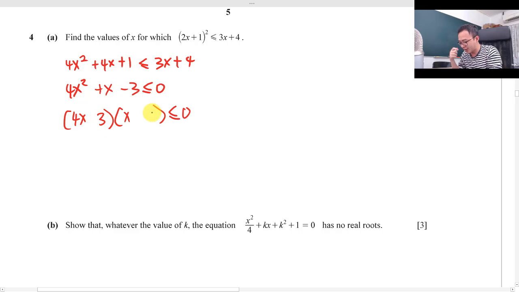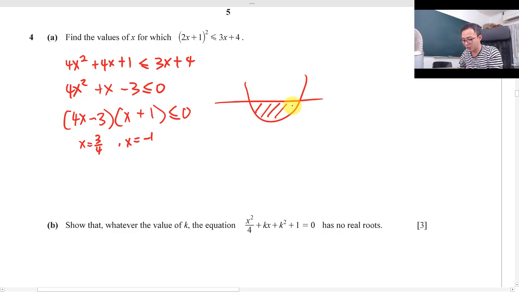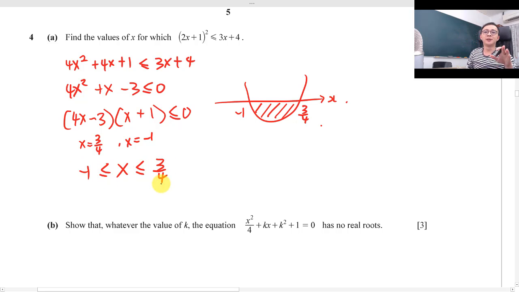So we should have 3 and 1 here. So this one should be positive and negative. So therefore, over here you should get 2 different x value, 3/4, and x equals -1. And then you should know less than 0, the value should be between here, if this is 0. So therefore your value should be between -1 and 3/4. So therefore my x should be between -1 and 3/4. Alright, so I hope you can understand this.